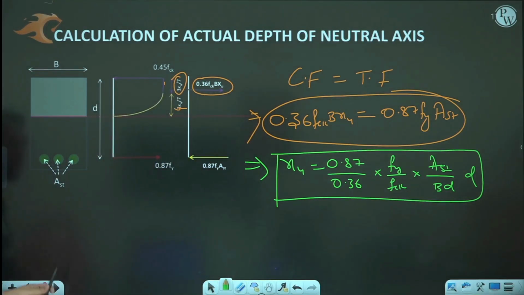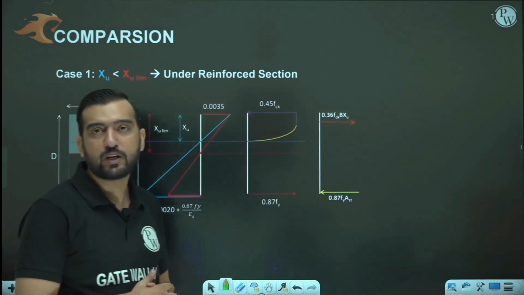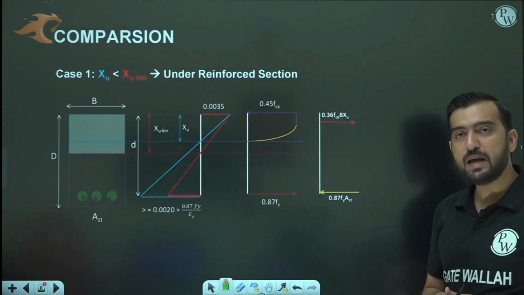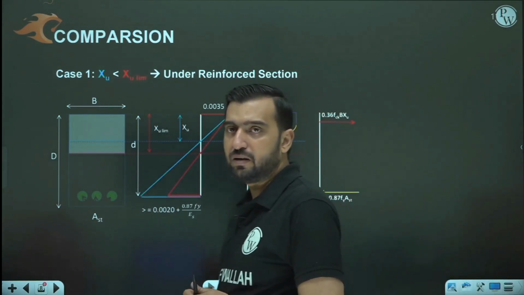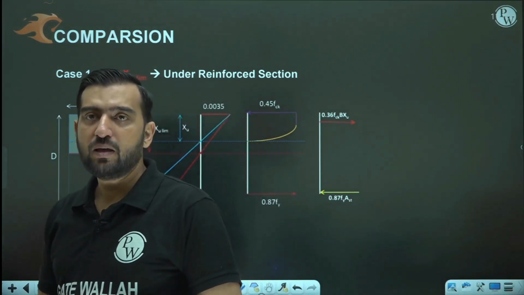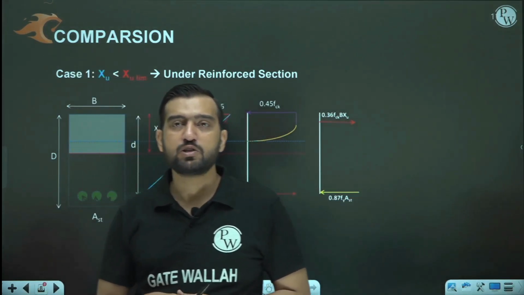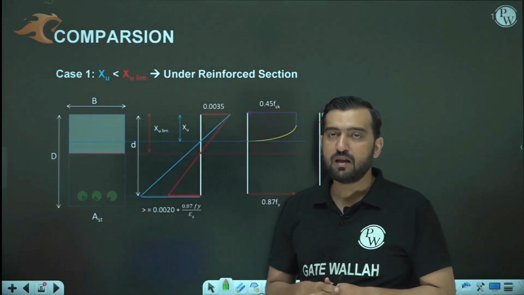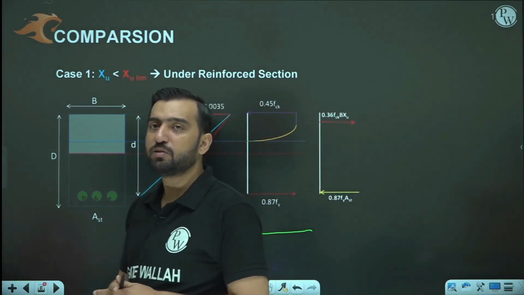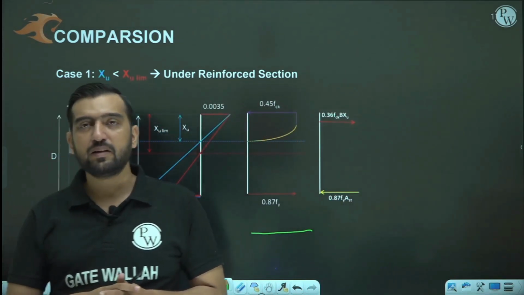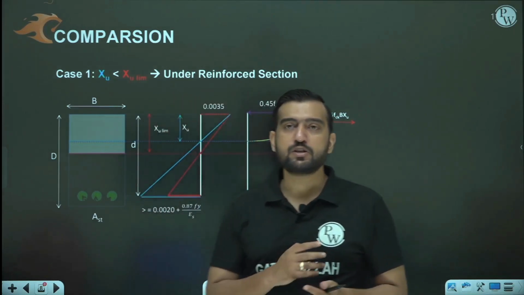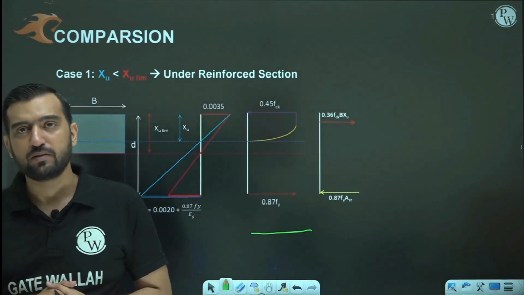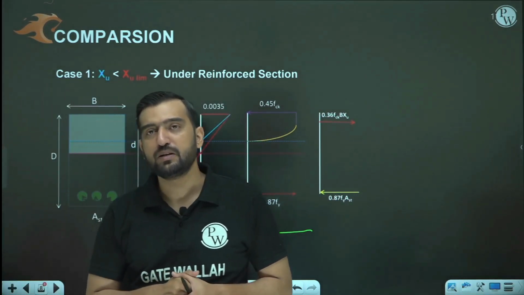Next, step number 3 is comparison between actual depth of neutral axis and limiting depth of neutral axis. Based on comparison, we can get at most 3 possibilities. Possibility number 1 is that your actual depth of neutral axis is less than limiting depth of neutral axis. Second possibility may be when both of these neutral axes are the same. Okay, and third possibility could be when your actual depth of neutral axis is greater than limiting depth of neutral axis. Okay, so these 3 possibilities exist.